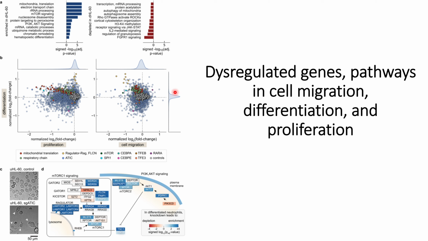So this is, in brief, some of the preliminary bioinformatics analysis that they have presented here in the case of cell migration, differentiation, and proliferation, because of the knockdown libraries that were used in this study.